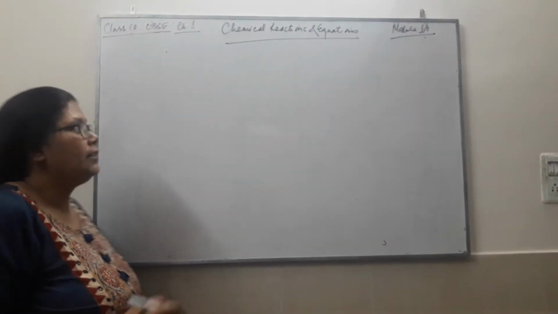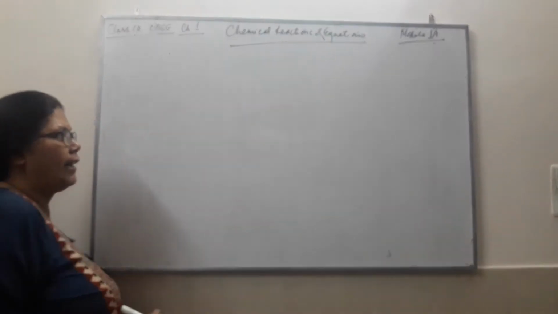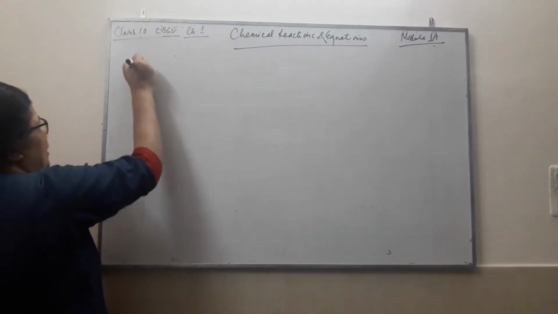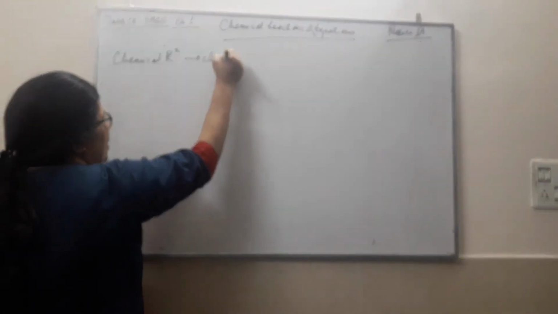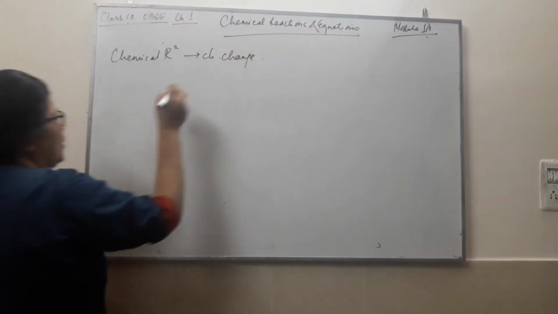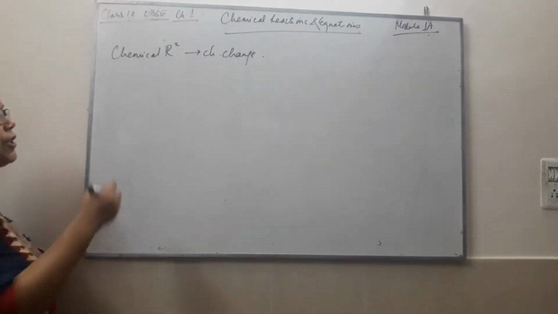Today we begin with the chapter Chemical Reactions and Equations. This is module 1A. First, what is a chemical reaction? A chemical reaction is nothing but a chemical change. Now, how do we identify that a chemical change has occurred?